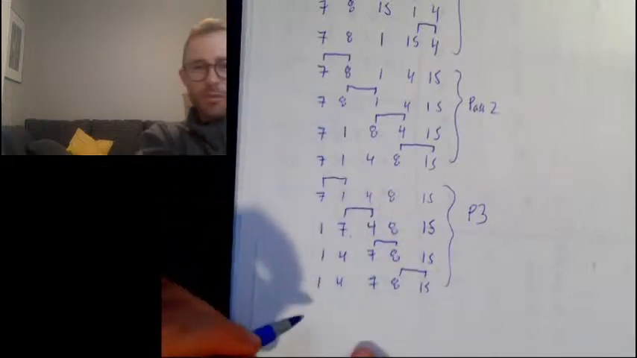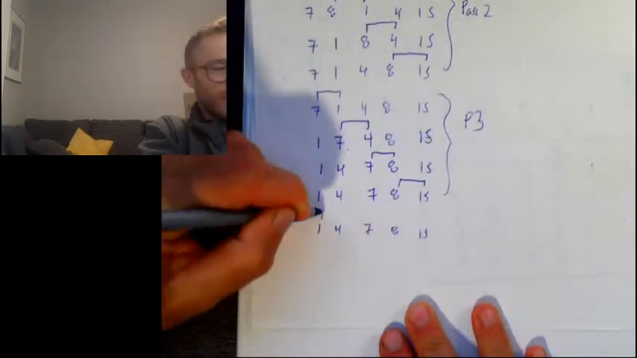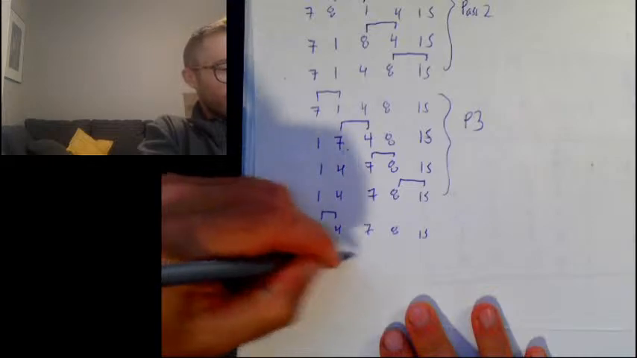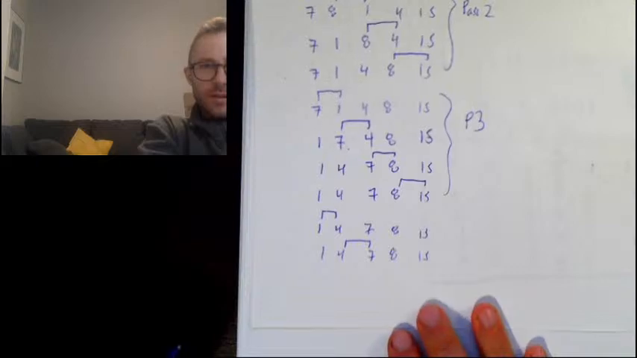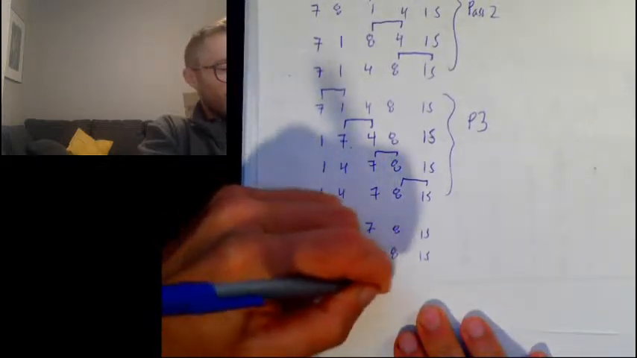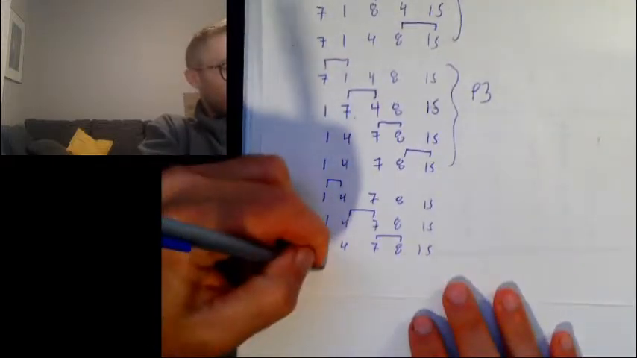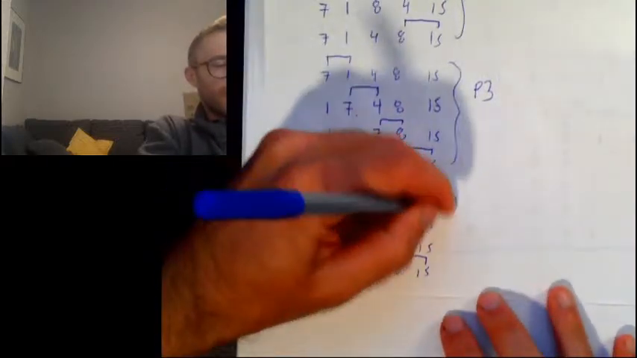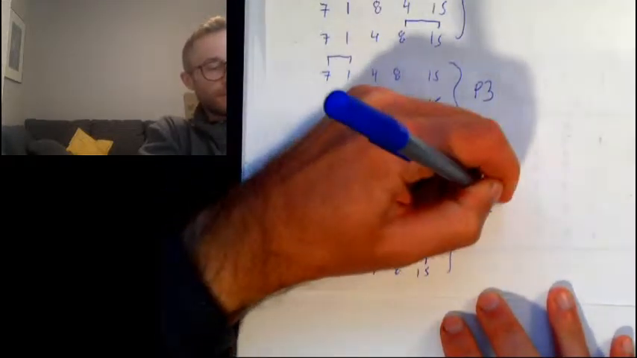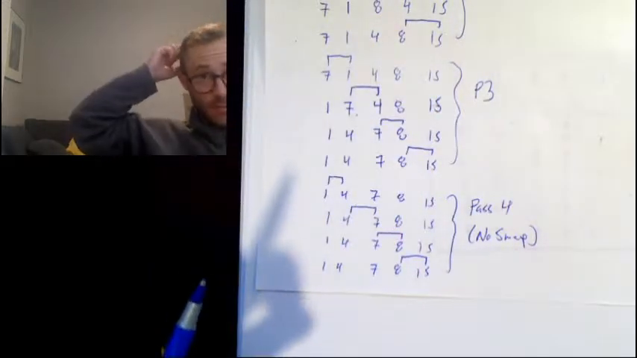Okay, so we got to go through one more time. So I have 1, 4, 7, 8, 15. So I compare these two. That's in order. Compare these two. That's in order. Compare these two. That's in order. Compare these two. That's in order. So that's pass 4 with no swap. So that means I did it.